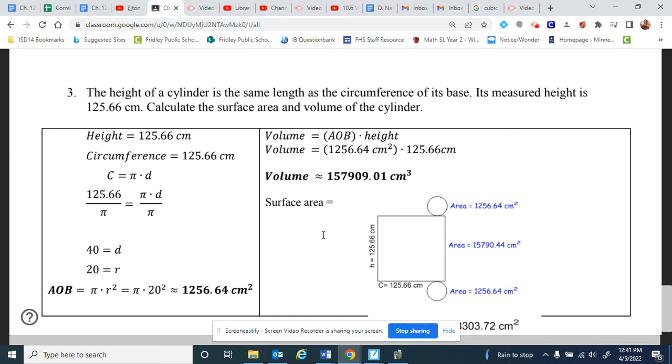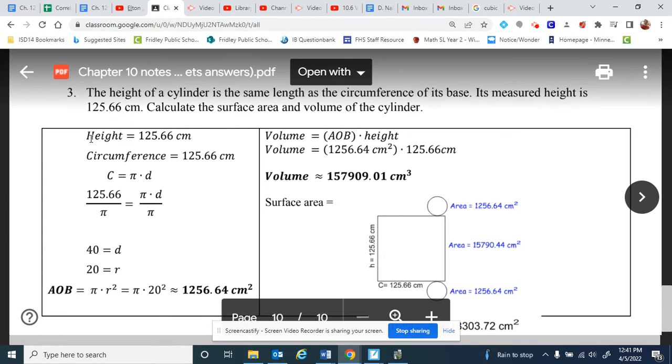Our third example is looking at a cylinder, and this cylinder happens to have the same length as its height as its circumference. So the distance around the base of the cylinder is the same as the height of the cylinder, a pretty unique can. So its measured height is 125.66 centimeters. We want to calculate the surface area and volume.